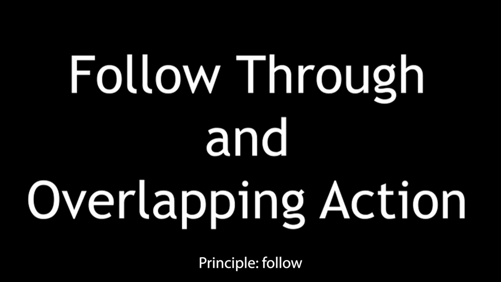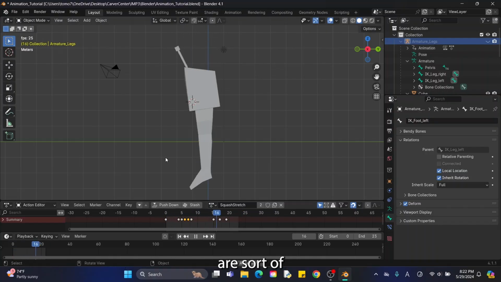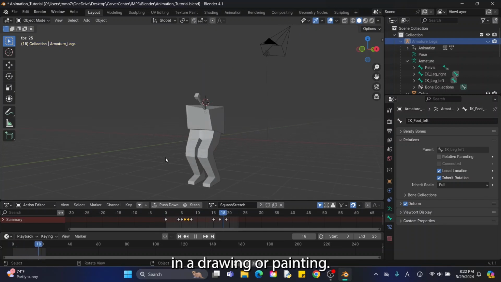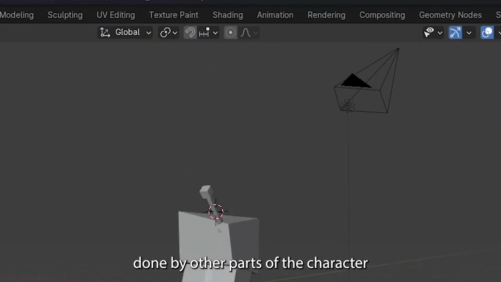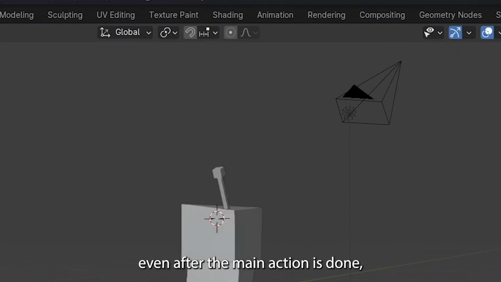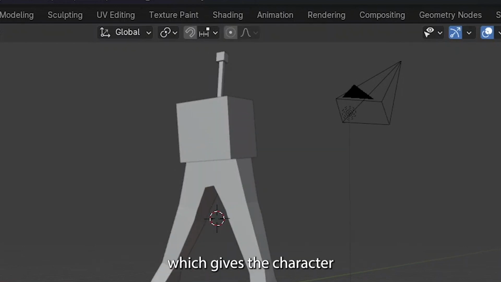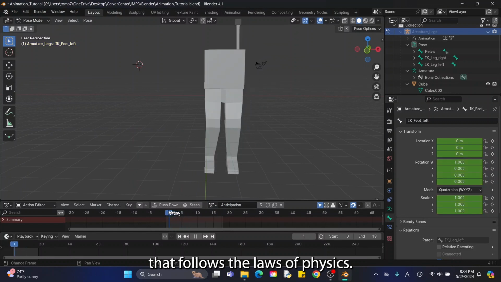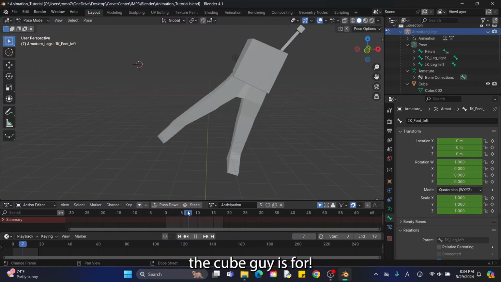Sixth principle, follow-through and overlapping action. Follow-through and overlapping action are sort of like the fine details in an animation, just like the fine details in a drawing or painting. They are additional movements done by outer parts of a character that continue even after the main action is done, which gives the character the feeling of existing in a world that follows the laws of physics. This is what the antennae I put on the cube guy is for.